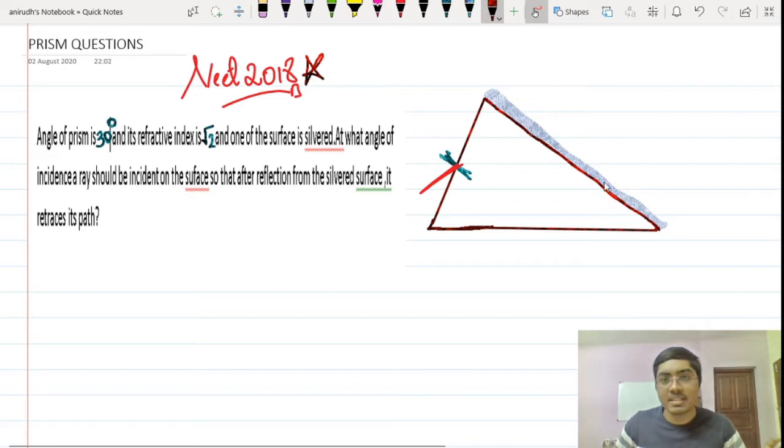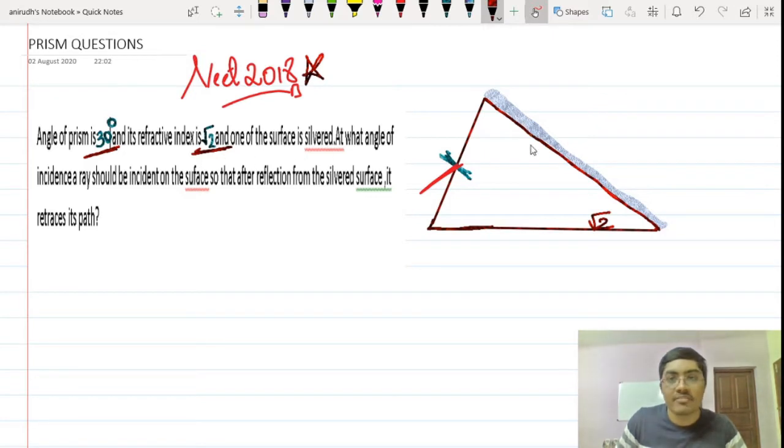So remember, this is a prism. The angle of prism is 30 degree, the refractive index is root 2, and one of the faces is silvered. So this is the silvering. At what angle of incidence should a ray be incident on the surface so that after reflection from the silvered surface, it retraces the path?